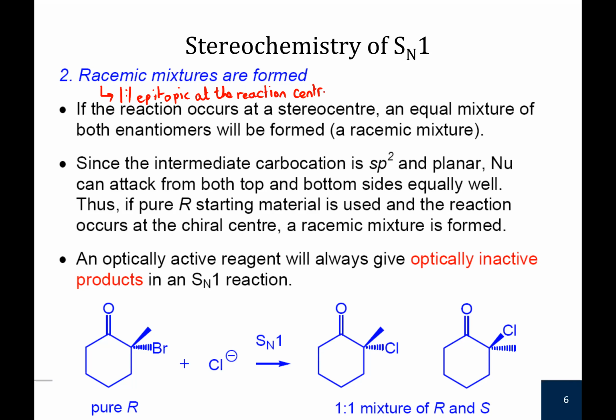The reason I want to be a little careful about the word racemic here, I'm using a different word, which we haven't seen so far, is because it's only racemic if there's no other chiral center in the molecule. If there's another chiral center in the molecule, then it's not racemic because there's another chiral center in the molecule that hasn't been affected.